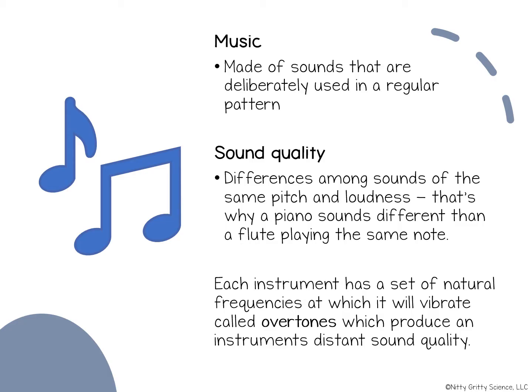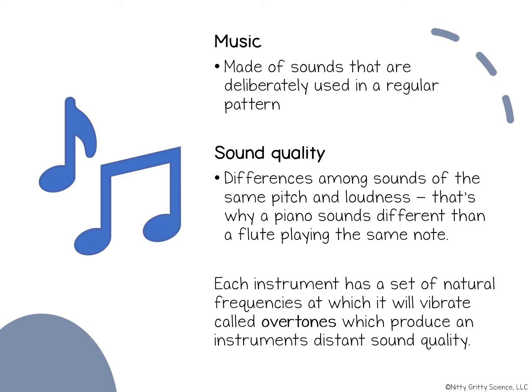Any object that vibrates has a particular set of frequencies at which it vibrates. These are an object's natural frequencies. When you pluck a guitar string, the pitch you hear depends on that string's natural frequency. There are different strings on a guitar, and each one has its own set of natural frequencies.